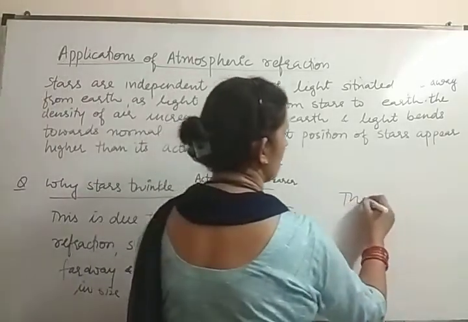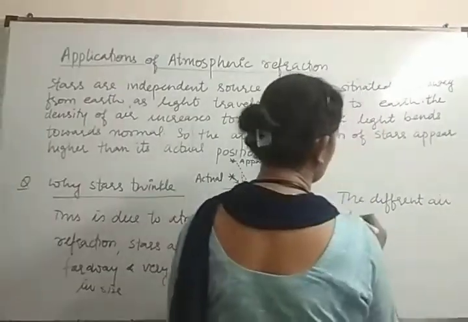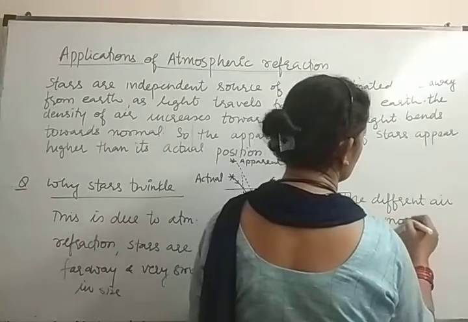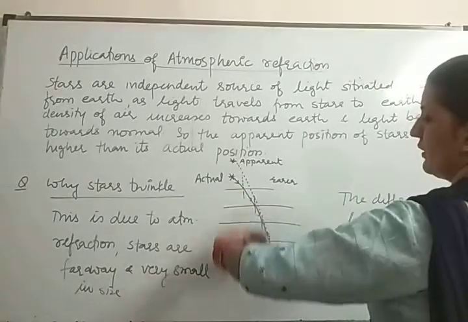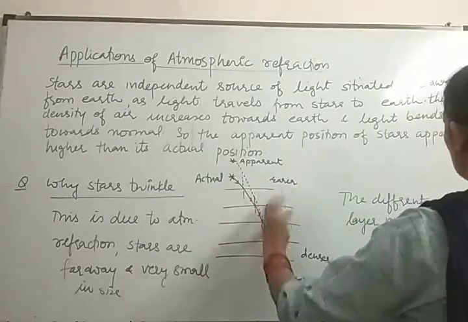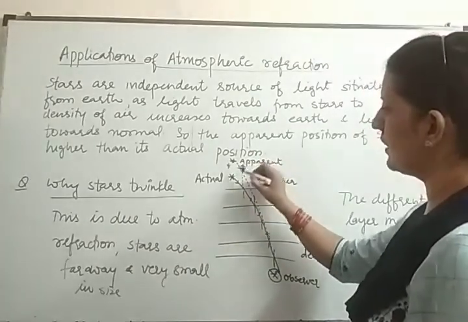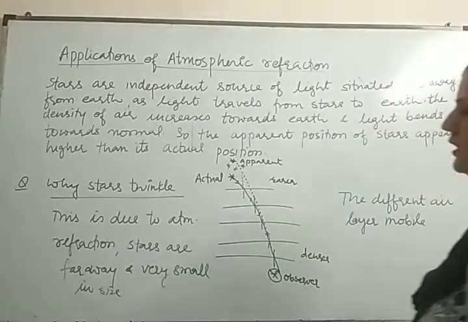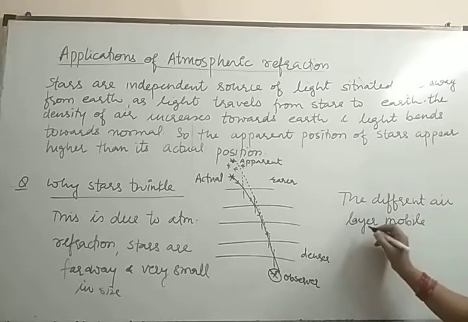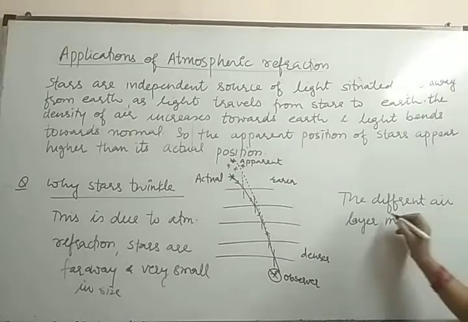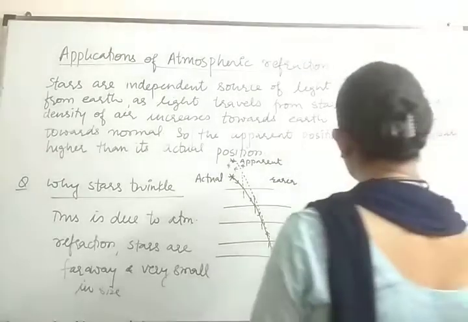The different air layers are mobile also, because the air is moving from time to time. It is moving from rarer to denser as well as side by side, and this makes the apparent position shift. Sometimes it appears like this, sometimes like this, and you are able to see many more images of the star. The different air layers are mobile and the stars appear twinkling.